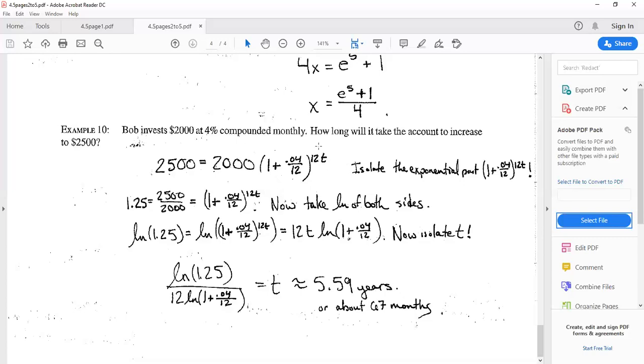Okay, that's what t is, always given in years in this model. We have the number of compounding periods per year here, and this is number of years. And so if we multiply this by 12, we can ask about how many months this would take. And the answer is about 67 months it would take for Bob's money to increase by $500 here.